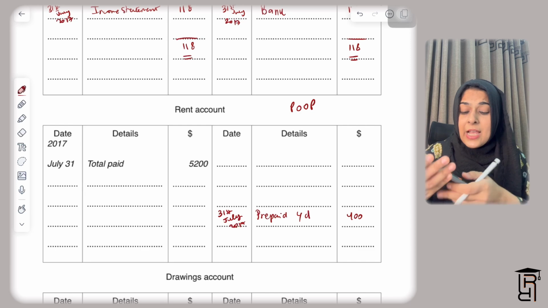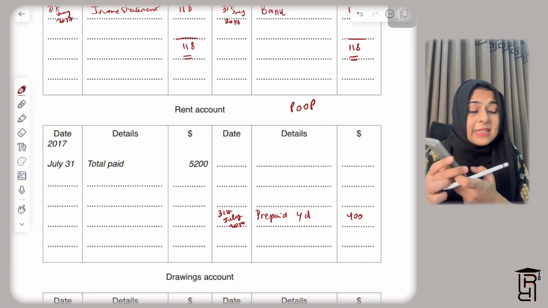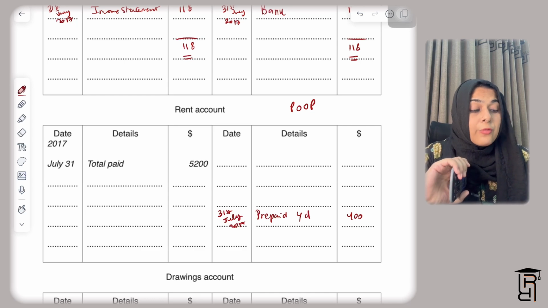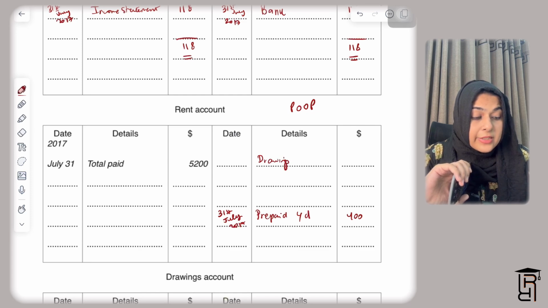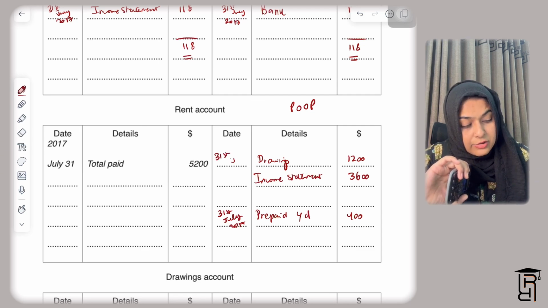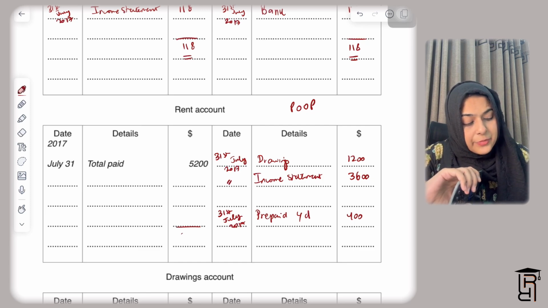above the business premises. So 5200 is what Zodwa has paid in total. Of this, 400 is my prepaid, so that means 4800 is going to be my income statement value. So 1/4 of 4800 will be 1200, so I'll write here drawings, and I'm going to write here 1200. And for income statement, I'm going to write here 3600. This is going to be 31st July 2017, and the income statement date will also be 31st July 2017. We'll balance this at 5200 on both sides, and this prepaid carried down will become my prepaid brought down.